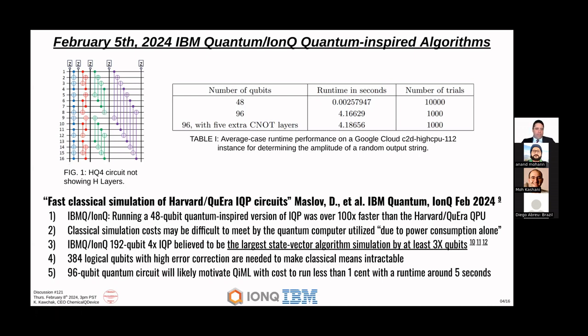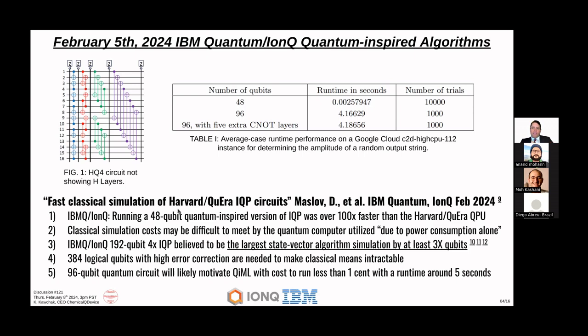And going up with qubits with that too. So they say basically classical simulation costs may be difficult to meet, and I think this was a direct comparison to the QuEra quantum computer due to power consumption alone. It's the state of quantum hardware. Now, I haven't found anything over, like I said, 62 qubits, and this is going to 192 qubits with like 5,000 combinations of CPUs and TPUs. And this is at least 3x qubits.